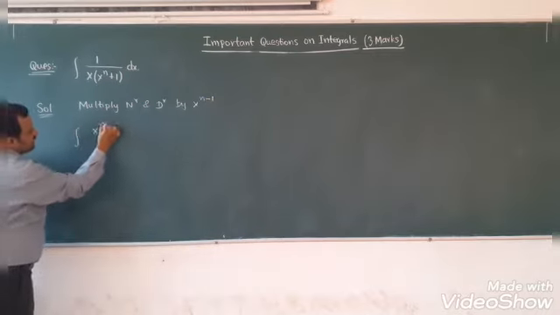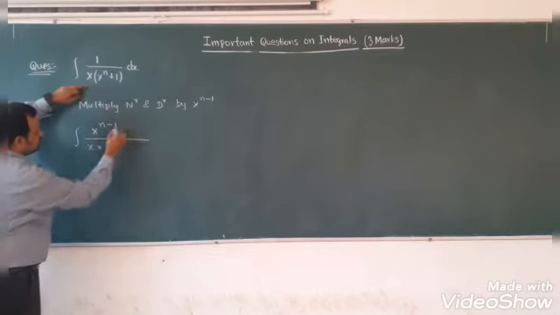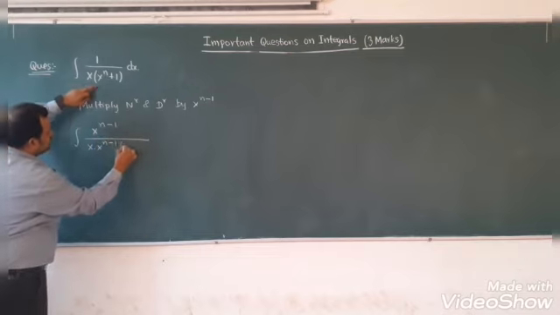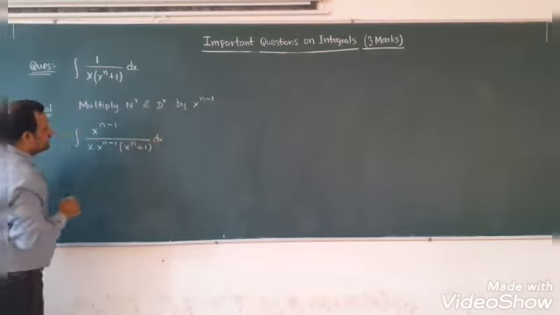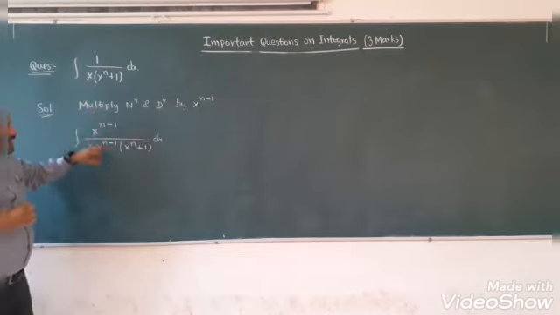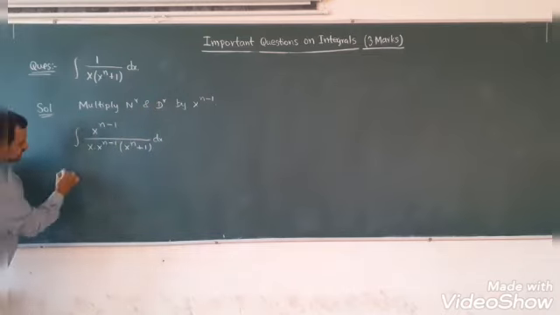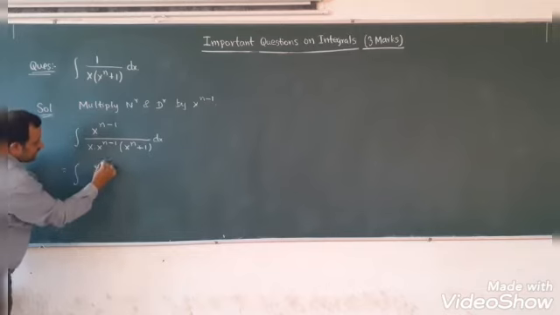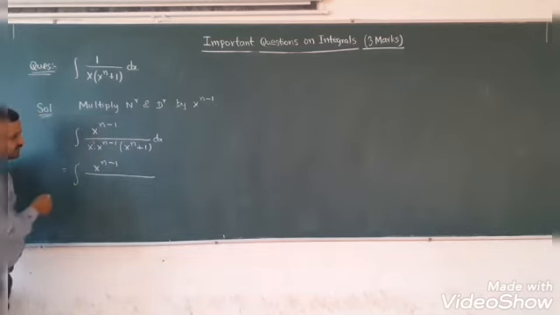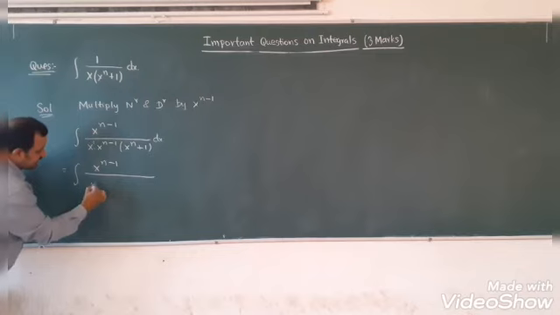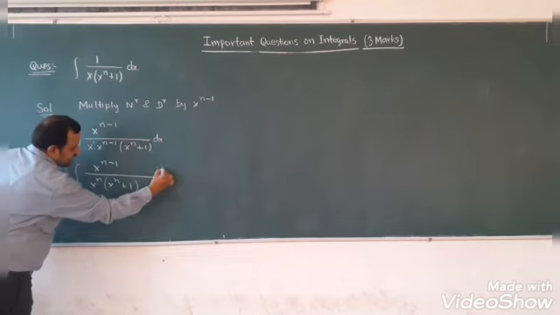x to the power n minus 1 divided by x into x to the power n minus 1 into x to the power n plus 1 dx. So I multiplied and divided by x to the power n minus 1. Now see here. This we can write as x to the power n minus 1 divided by, now the power of this x is 1. So by the theory of indices, the 1 will get cancelled, giving x to the power n, and here x to the power n plus 1, dx.